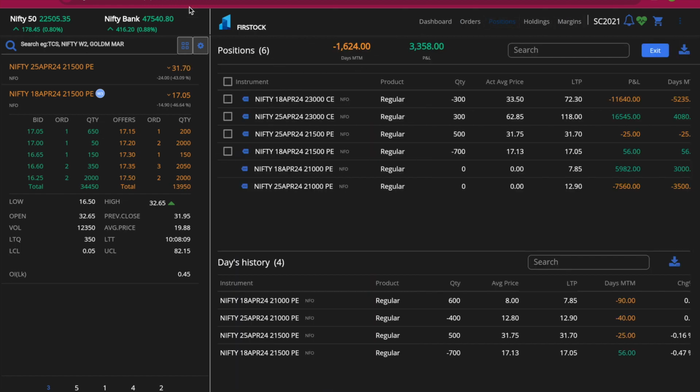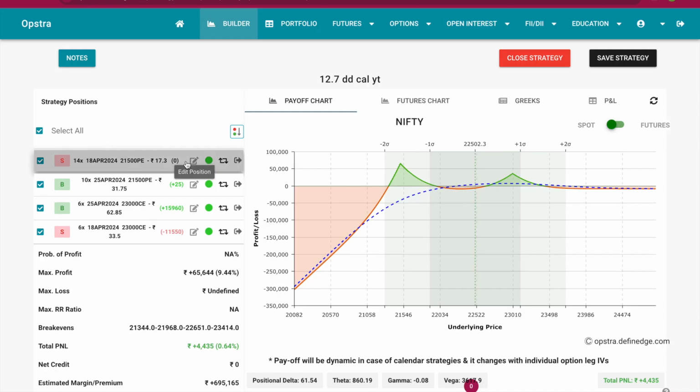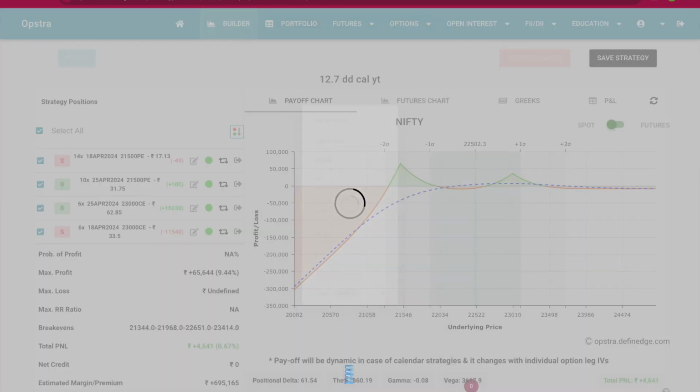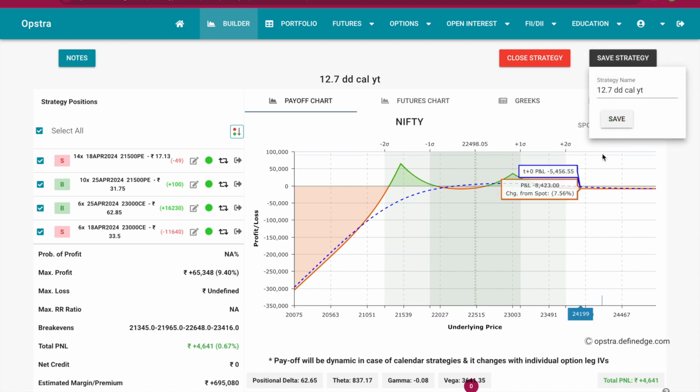We want to clear our positions faster. 17.13. Okay, so safe strategy.